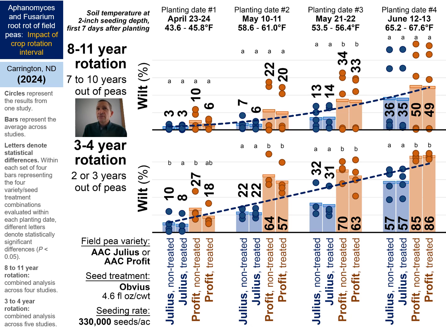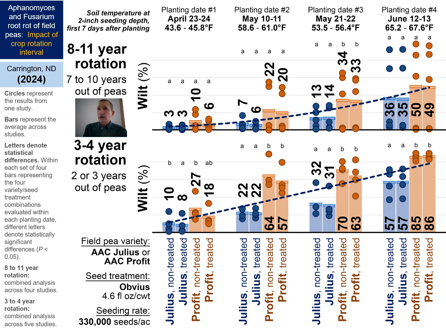What you can see immediately is if you had a tight crop rotation interval, the only way you could end up with an acceptable level of wilt at the end of the season, i.e. less than 10% incidence, was by planting the tolerant variety. If you planted the susceptible variety, you had very high levels of wilt. And also, with that tight crop rotation interval, there was a tremendous penalty to planting late.